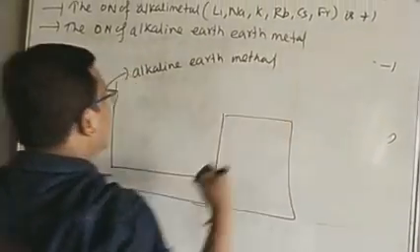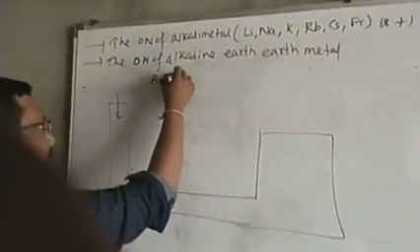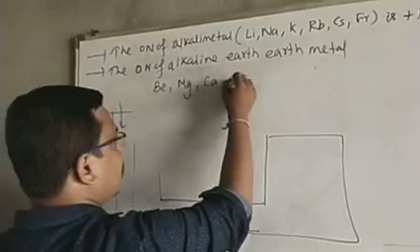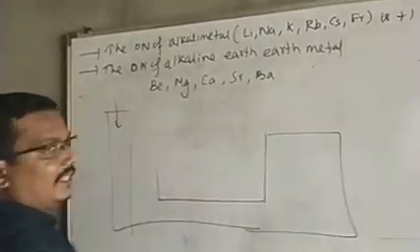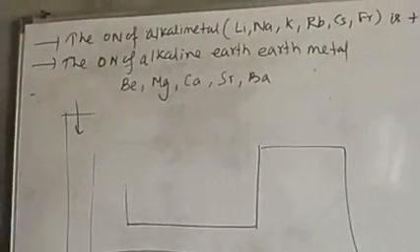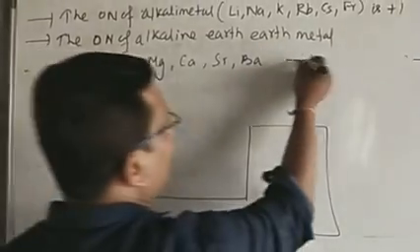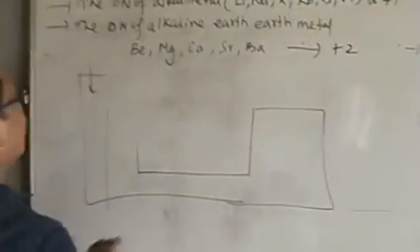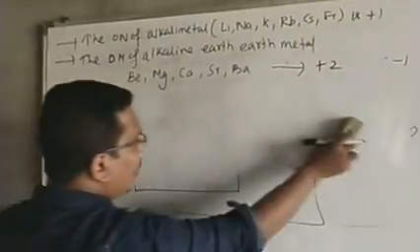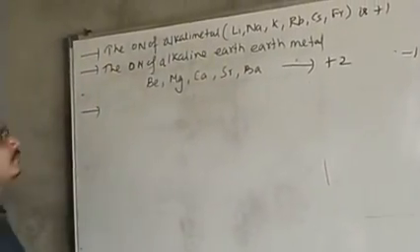What are the alkaline earth metals? If you think about the alkaline earth metals: beryllium, magnesium, calcium, strontium, barium. These are said to be the alkaline earth metals, and they have oxidation number +2. If you think about compounds, what will be the next rule?